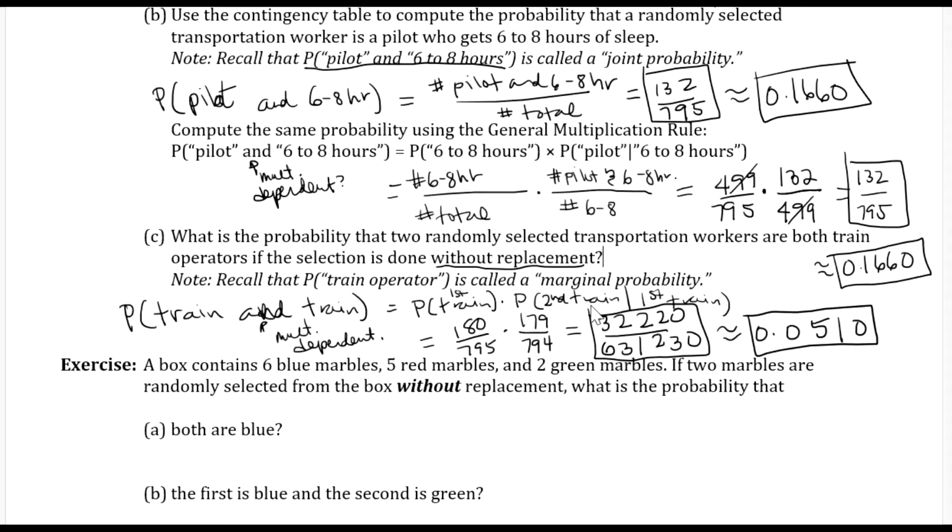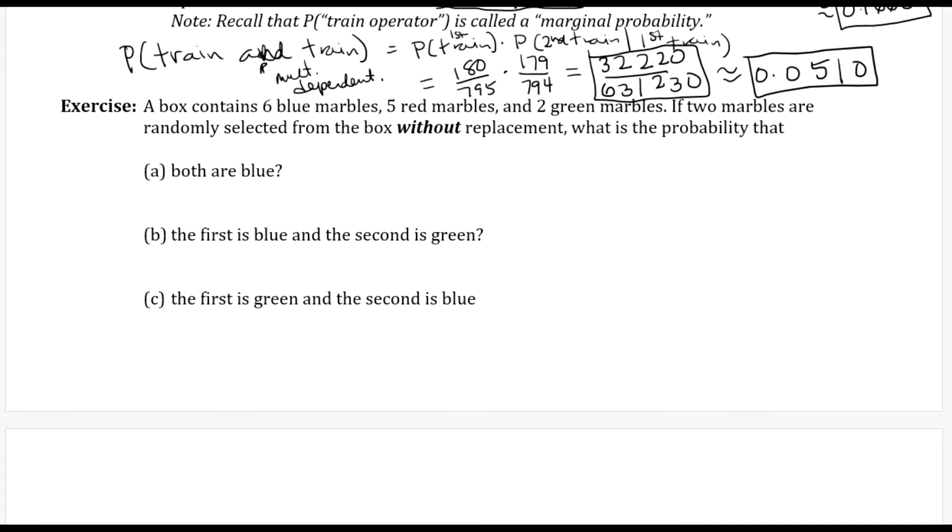So a little more practice with these without replacement examples. We're going to look at some probabilities that aren't from a table. They are just utilizing items. A box contains 6 blue marbles, 5 red marbles, and 2 green marbles. If 2 marbles are randomly selected from the box, again without replacement, that is the key phrase, what is the probability that both are blue?